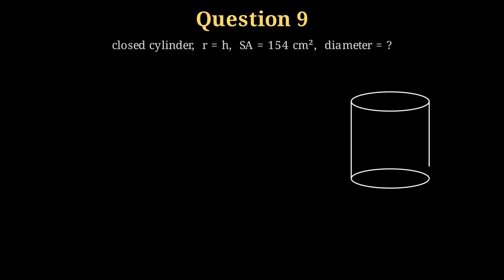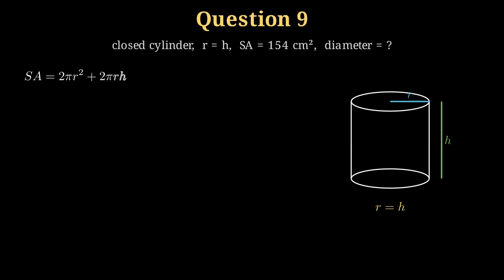Let's picture the cylinder. It has 2 circular ends, a top and a bottom, and a curved surface wrapping around the side. The radius r goes across the circular top, and the height h is the distance up the side. The special thing here is that the radius equals the height.